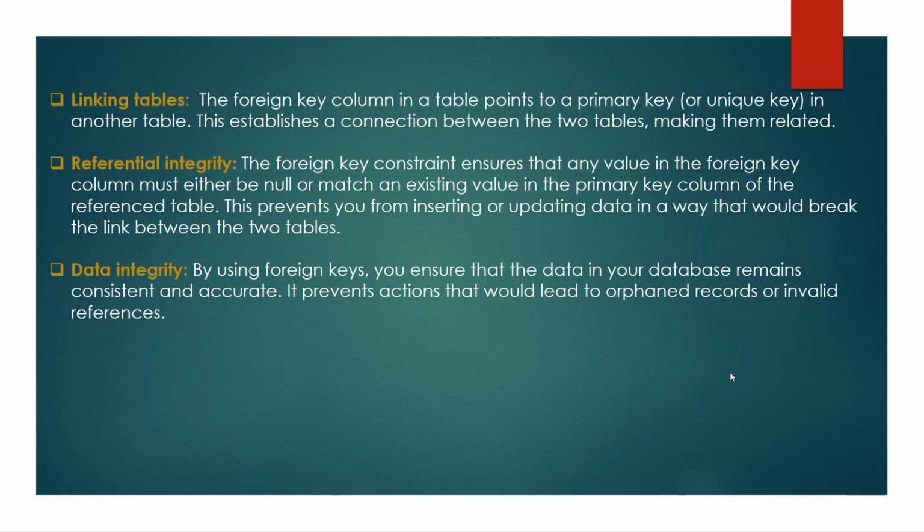Referential integrity. The foreign key constraint ensures that any value in the foreign key column must either be null or matched by an existing value in the primary key column of the reference table. This prevents you from inserting or updating data in a way that would break the link between the two tables.